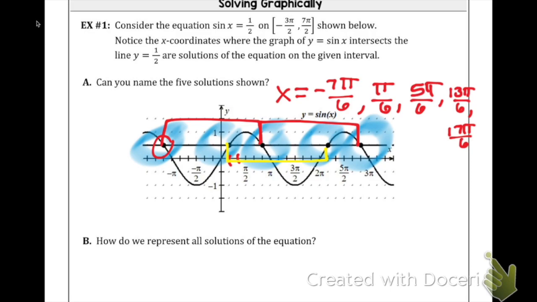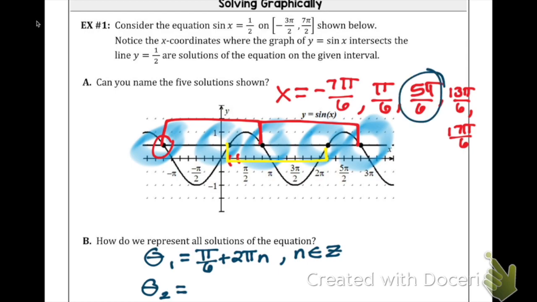So our first, theta 1, could be, let's do the pi over 6 first. So pi over 6 plus 2 pi k or n, whatever variable you want, where again n is an element of the integers. And then for our second set of solutions, instead of starting at the negative 7 pi over 6, I'm going to start at my next positive, which would be 5 pi over 6. Again, it would not matter if you started at the negatives because we're rotating every period. So you can start wherever you want. I like starting with my positive values. Okay, so that's what it would look like graphically.